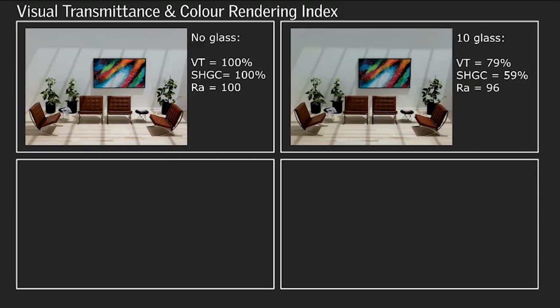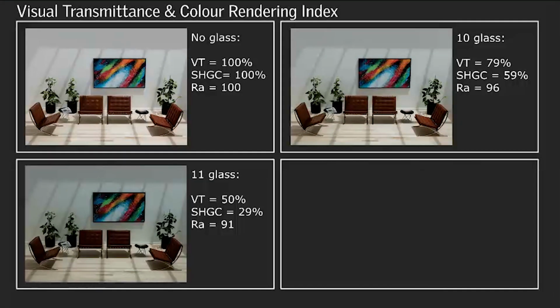The second one is introducing just a double pane glass. It is a high solar heat gain glass, and you'll see our visual transmittance has dropped to 79%. So we've lost 21% of the light coming through that glass. And then we have our color rendering index. You can start to see, maybe you can notice, depending on the resolution of your screen, that the color on the photo or on the painting on the wall is a little bit more muted.